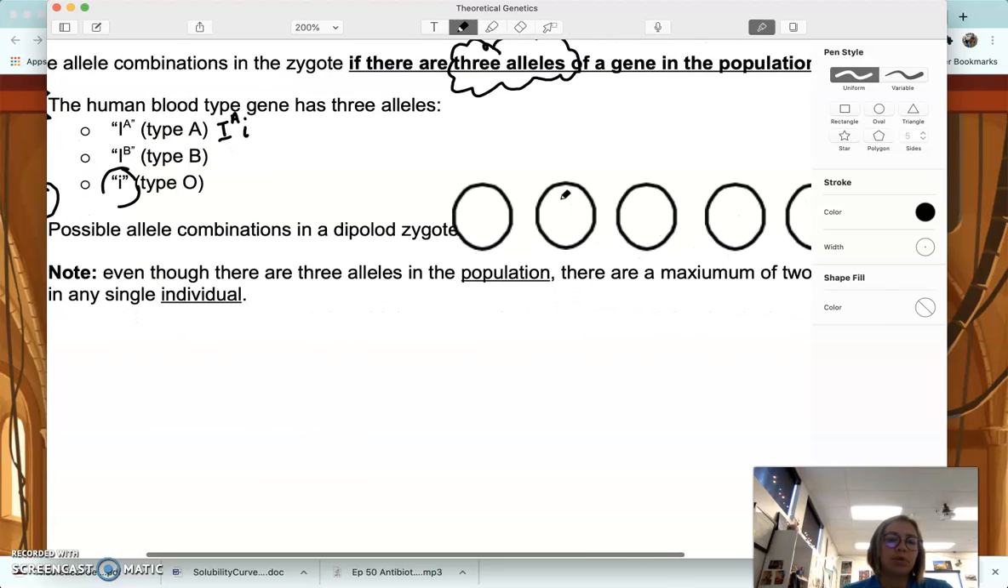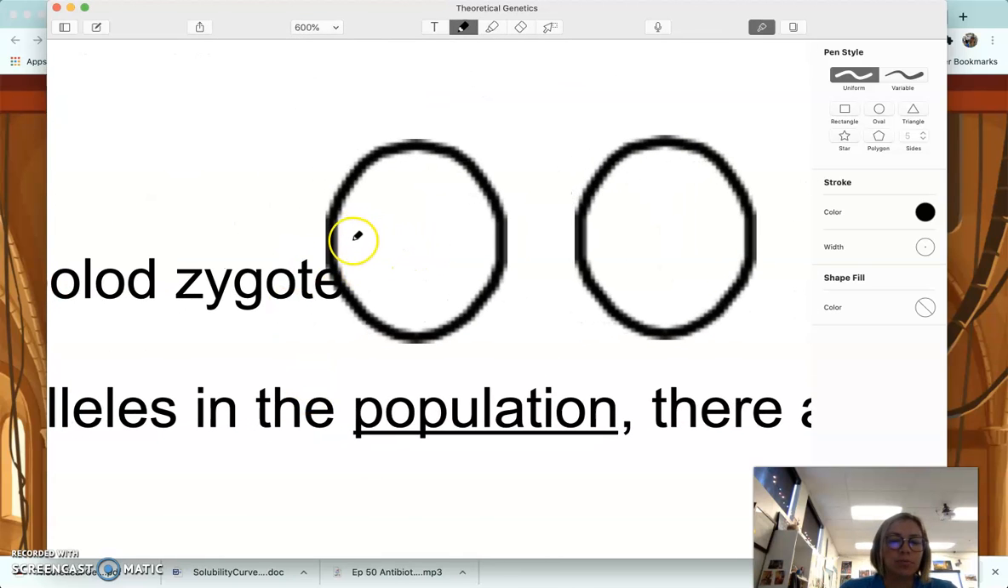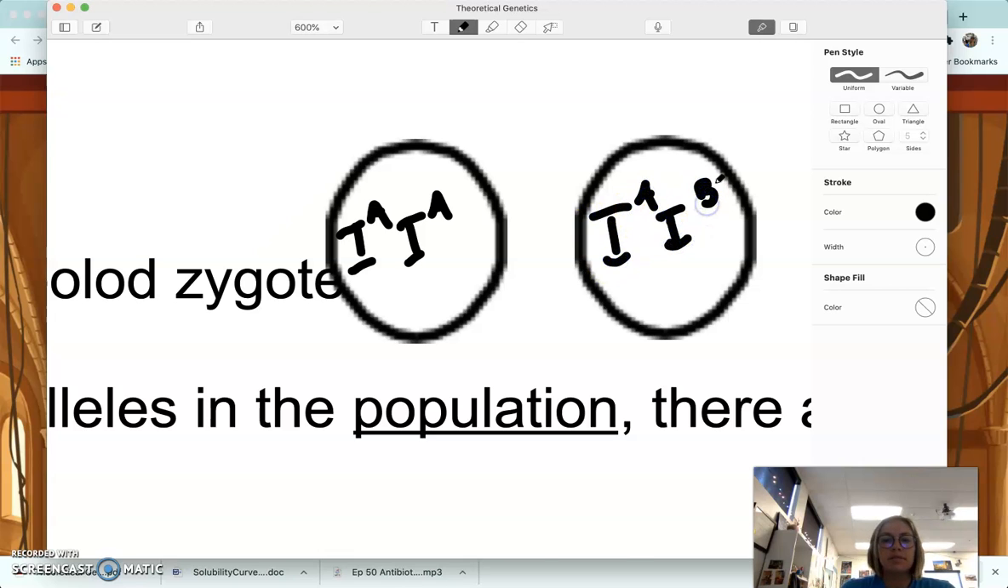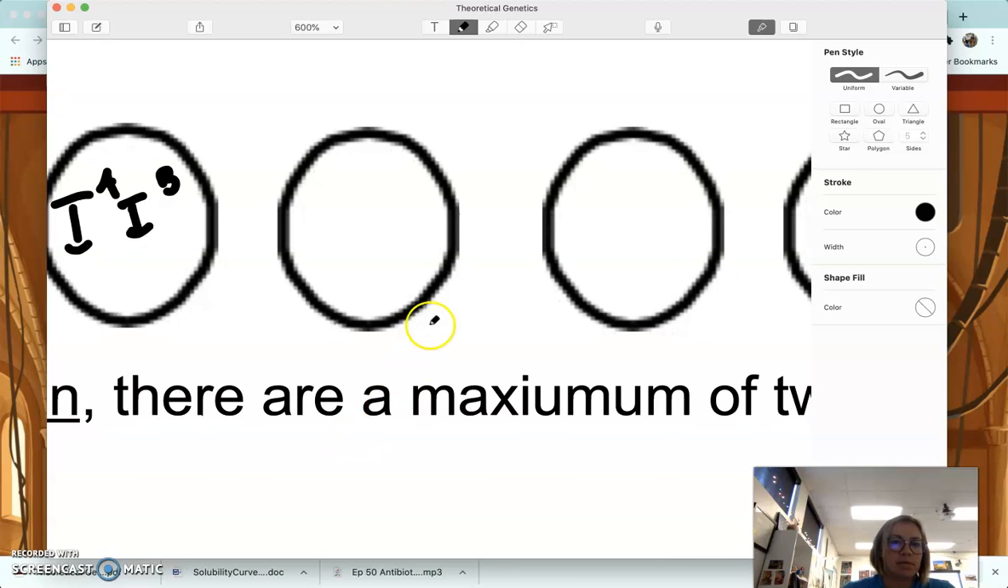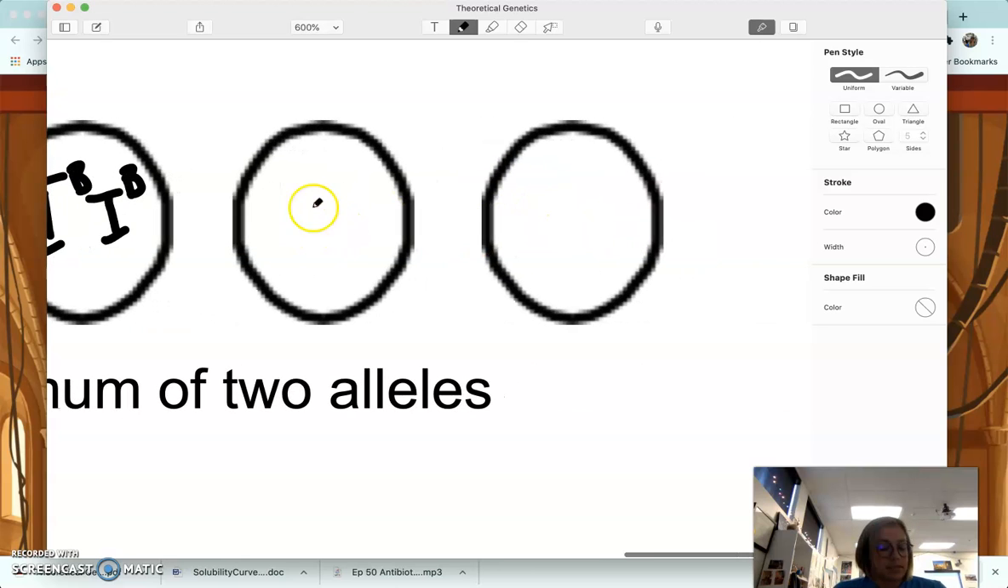you could have it where it looks like this, and we're going to do the Punnett squares to these, so don't worry, but it could be that you get IA, IA, IA, IB, which that's type AB. You could get IA little I, that'd be type A. You could get type IB, IB, type IB little I, and then little I, little I.